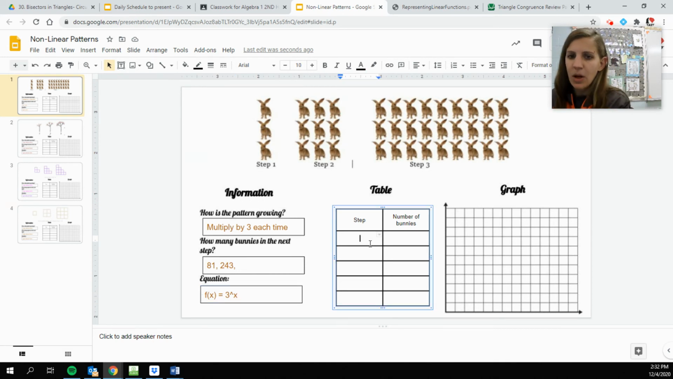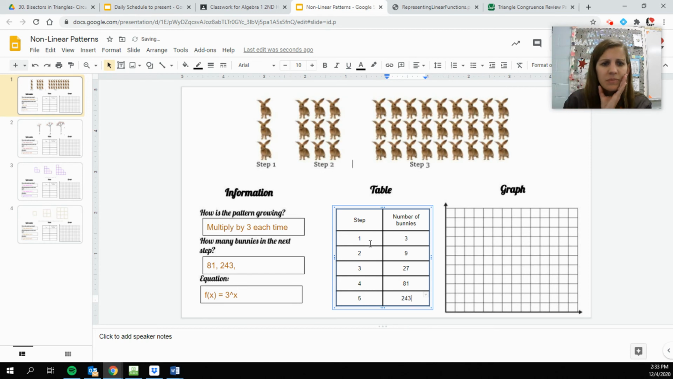So let's kind of do our table. So we got 1 and we had 3 bunnies. And then 2, we had 9 bunnies. And then 3, we had 27 bunnies. And then 4, we had 81. And 5, we'd have 243. And so if I think about plugging that in, oh yeah, I think this works out perfectly. So if I do 3 to the first power, that's 3 bunnies. If I do 3 to the second power, that's 9 bunnies.